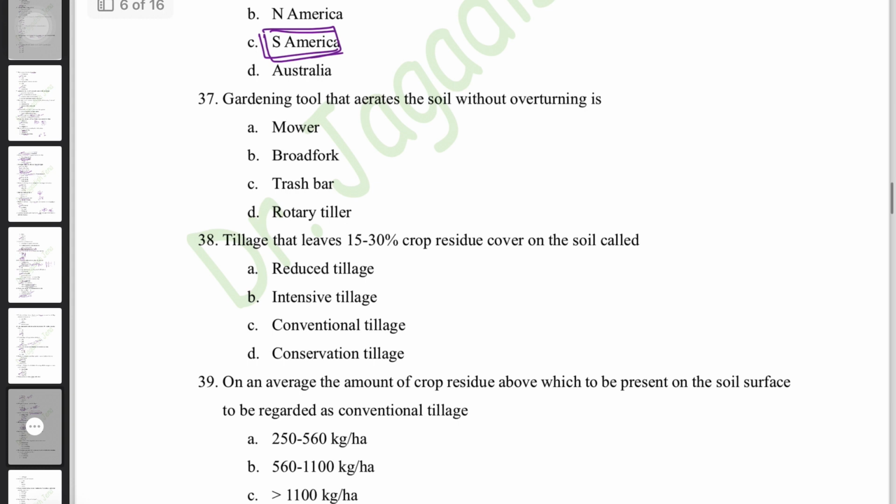Next, the gardening tool that aerates the soil without overturning it is the broad fork. Without overturning, that implement actually aerates the soil.